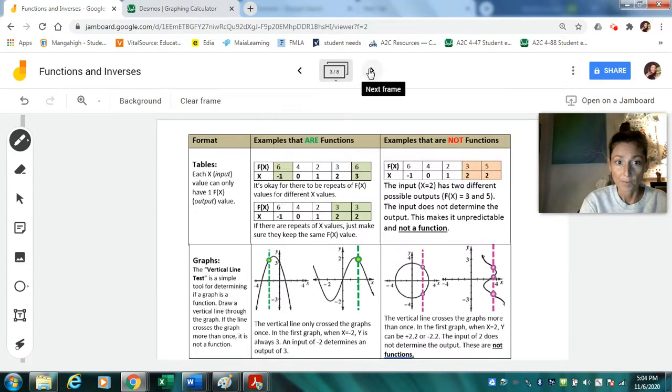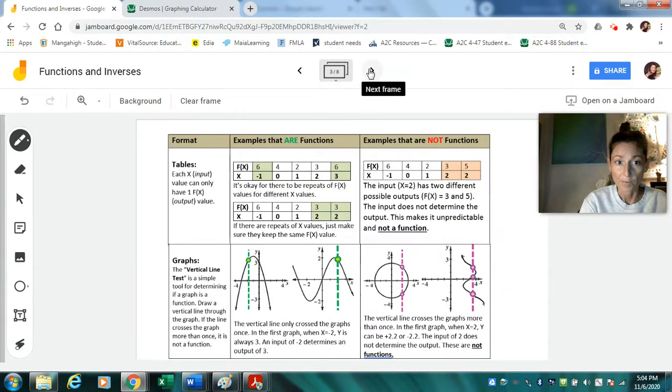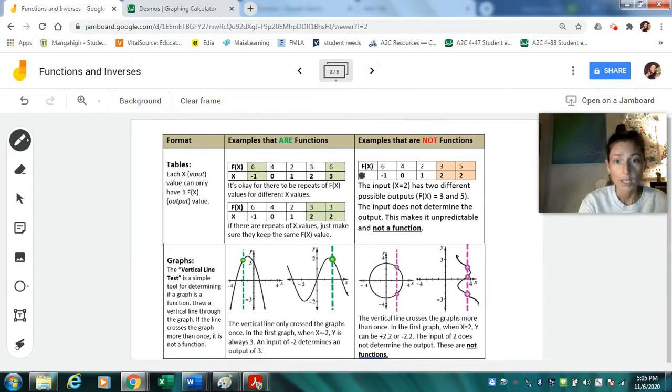Right. So we're going to look at some examples of functions and non-functions. In tables, you can't always tell 100% because you're not seeing the big picture. But we can tell from what we're seeing in this table, from this view, is it a function or not?